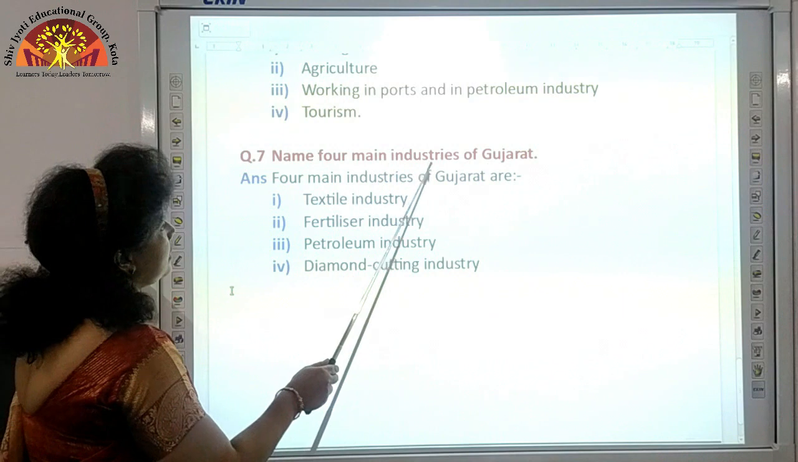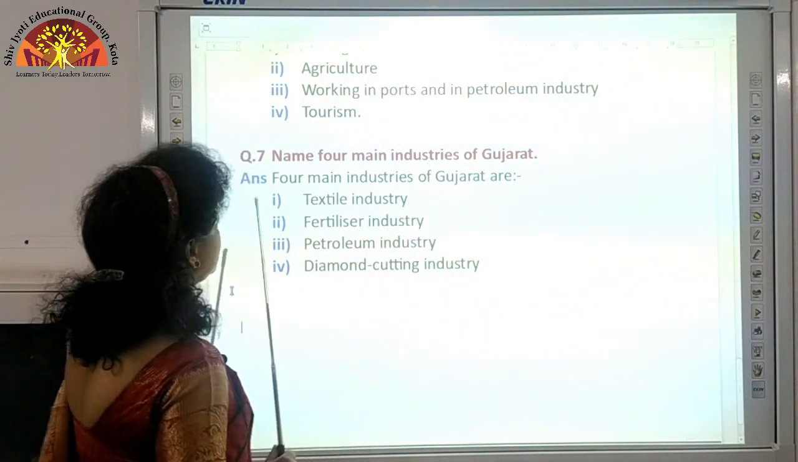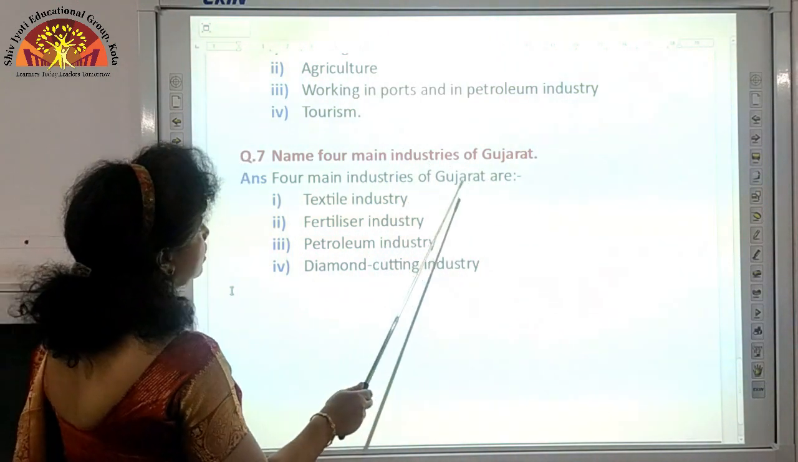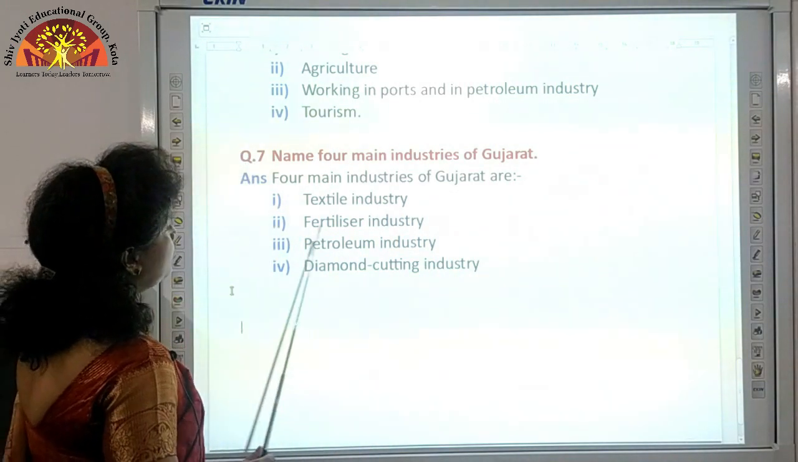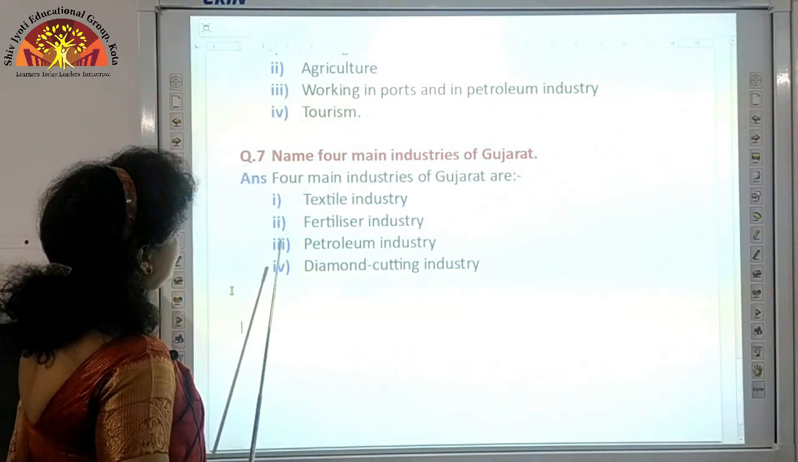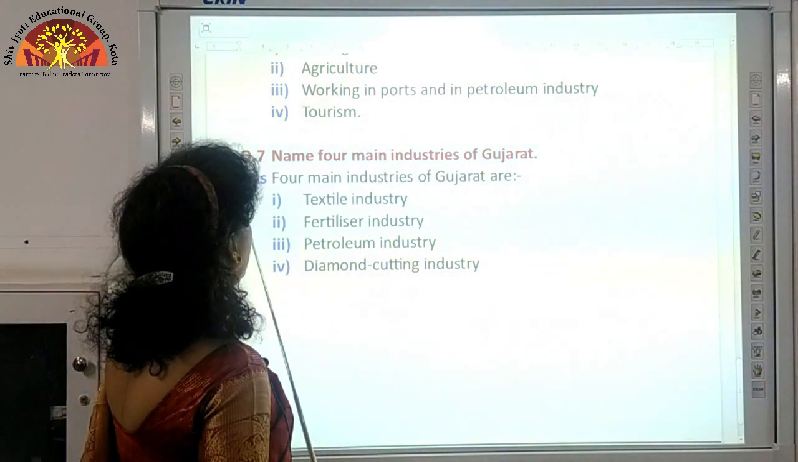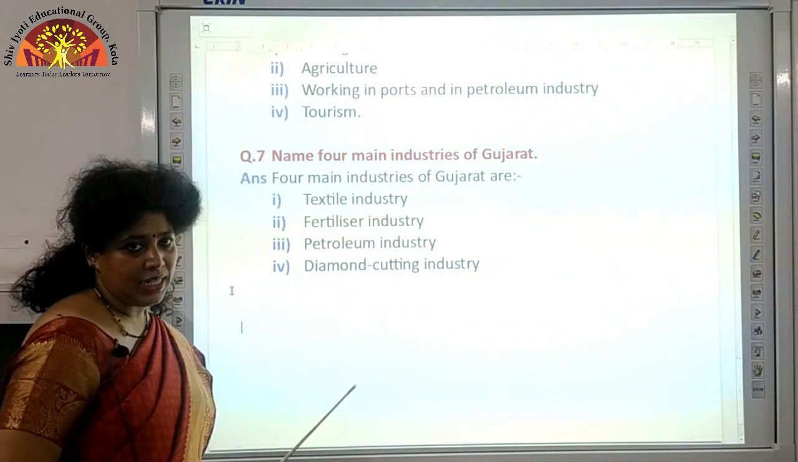Name 4 main industries of Gujarat. Answer is 4 main industries of Gujarat are 1. Textile industry, 2. Fertilizer industry, 3. Petroleum industry and 4. Diamond cutting industry.